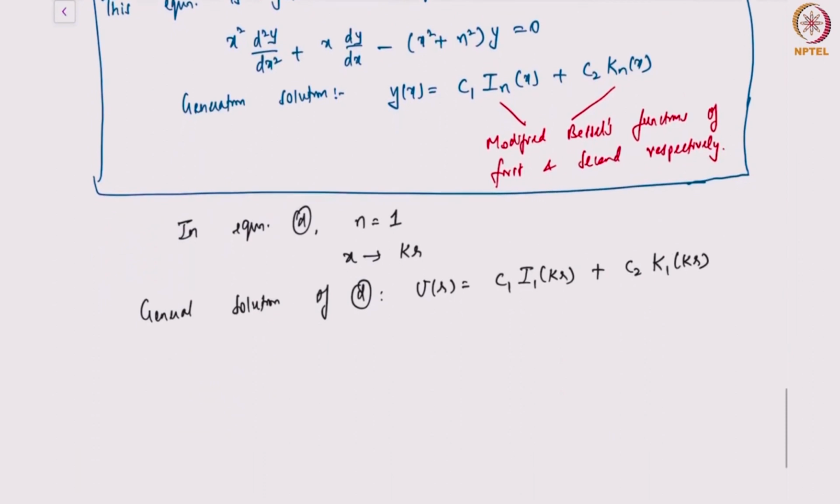Right? And what is it that we have not used? We have used the mass balance, we have used the momentum equations, but we still haven't used the boundary conditions. So C1 and C2 will be obtained through those boundary conditions. C1 and C2 need to be obtained using the boundary conditions.